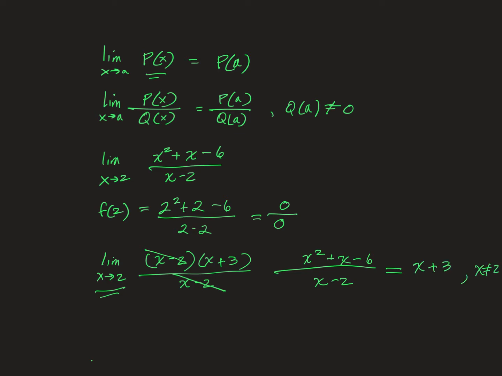As long as x is not equal to 2, I'm going to use that knowledge that these two behave alike as long as x is not equal to 2. And I'm going to take the limit as x approaches 2 of x plus 3. And that gives me 2 plus 3, which is equal to 5. And so we know that this limit is equal to 5.